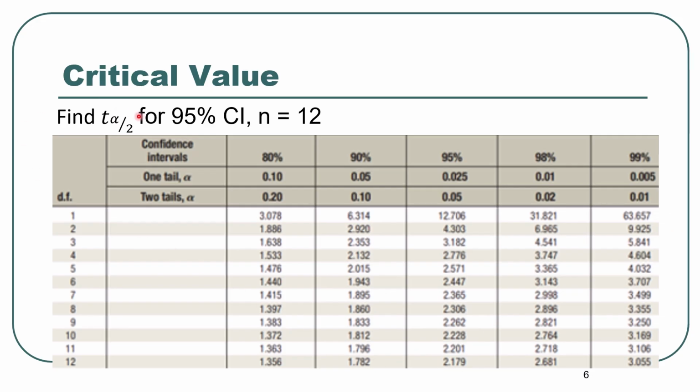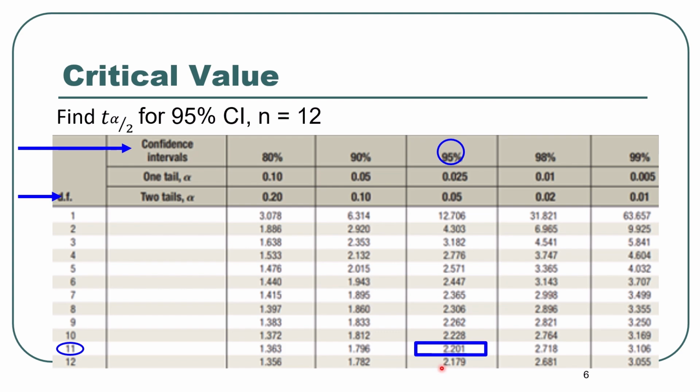I want to find the critical value to create a 95% confidence interval where n is equal to 12. So I'm going to head to the confidence interval header, define my column, which is 95% according to the level of confidence I want in my confidence interval, and decide which row I'm going to read, the degrees of freedom, which is n minus 1, 11. The intersection between this 11th row and this 95% column is a value which is your target critical value.